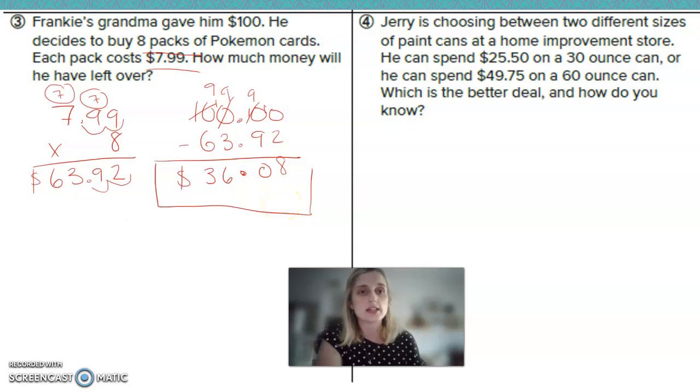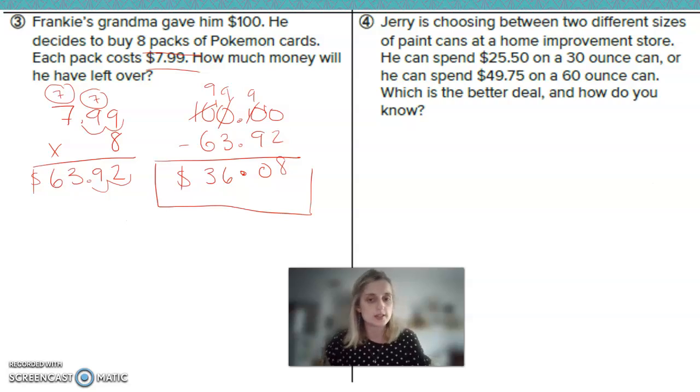Last but not least is Jerry. Jerry is choosing between 2 different sizes of paint cans at a home improvement store. Ooh, I use this type of division all the time. It's like real life helpful. He can spend $25.50 on a 30-ounce can, or he can spend more but get more. He can spend $49.75 on a 60-ounce can.